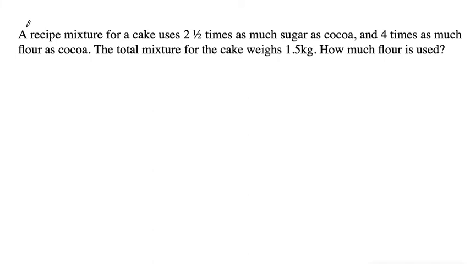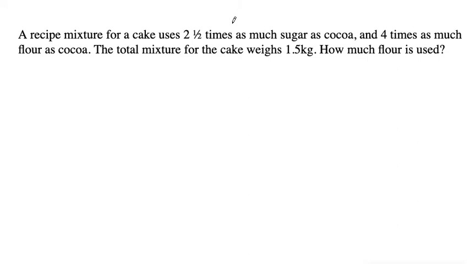So starting out, it says a recipe mixture for a cake uses 2.5 times as much sugar as cocoa and 4 times as much flour as cocoa. The total mixture for the cake weighs 1.5 kilograms. How much flour is used?